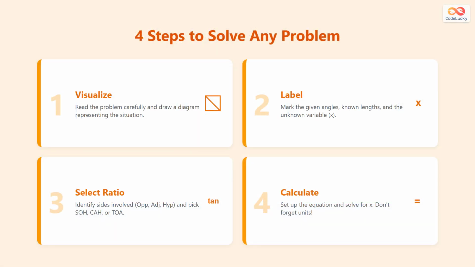Follow these 4 steps. 1. Draw a diagram. 2. Label your knowns and unknowns. 3. Select the correct trigonometric ratio. And 4. Calculate the value of x.